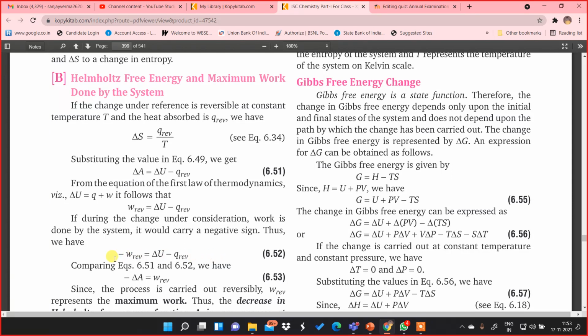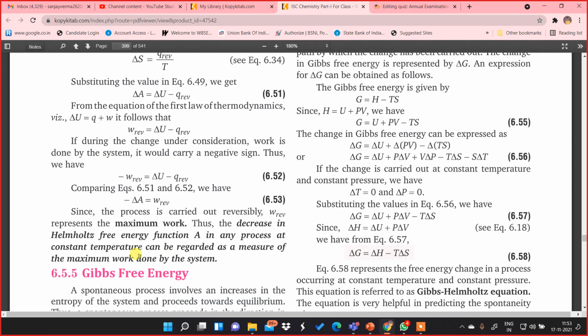So we can say minus W reversible is equal to delta A. So we have minus delta A is equal to W reversible. Therefore, since the process is carried out reversibly, W reversible represents maximum work. So the maximum work done by a system is equal to the negative of the change in Helmholtz free energy. So we can say thus the decrease in Helmholtz free energy.